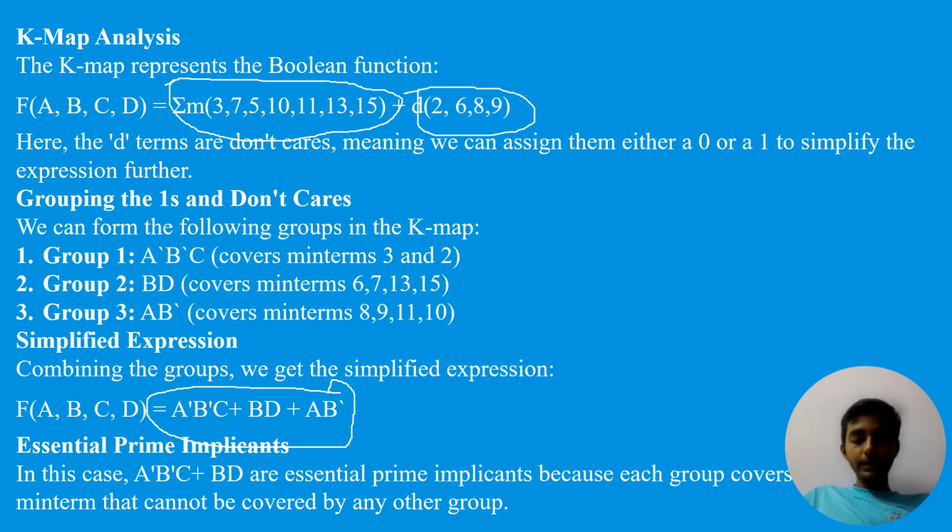In this, the essential prime implicants are A bar B bar C and BD, because these are not covered by any other prime implicants or any other groups. So this is what we call prime implicants.